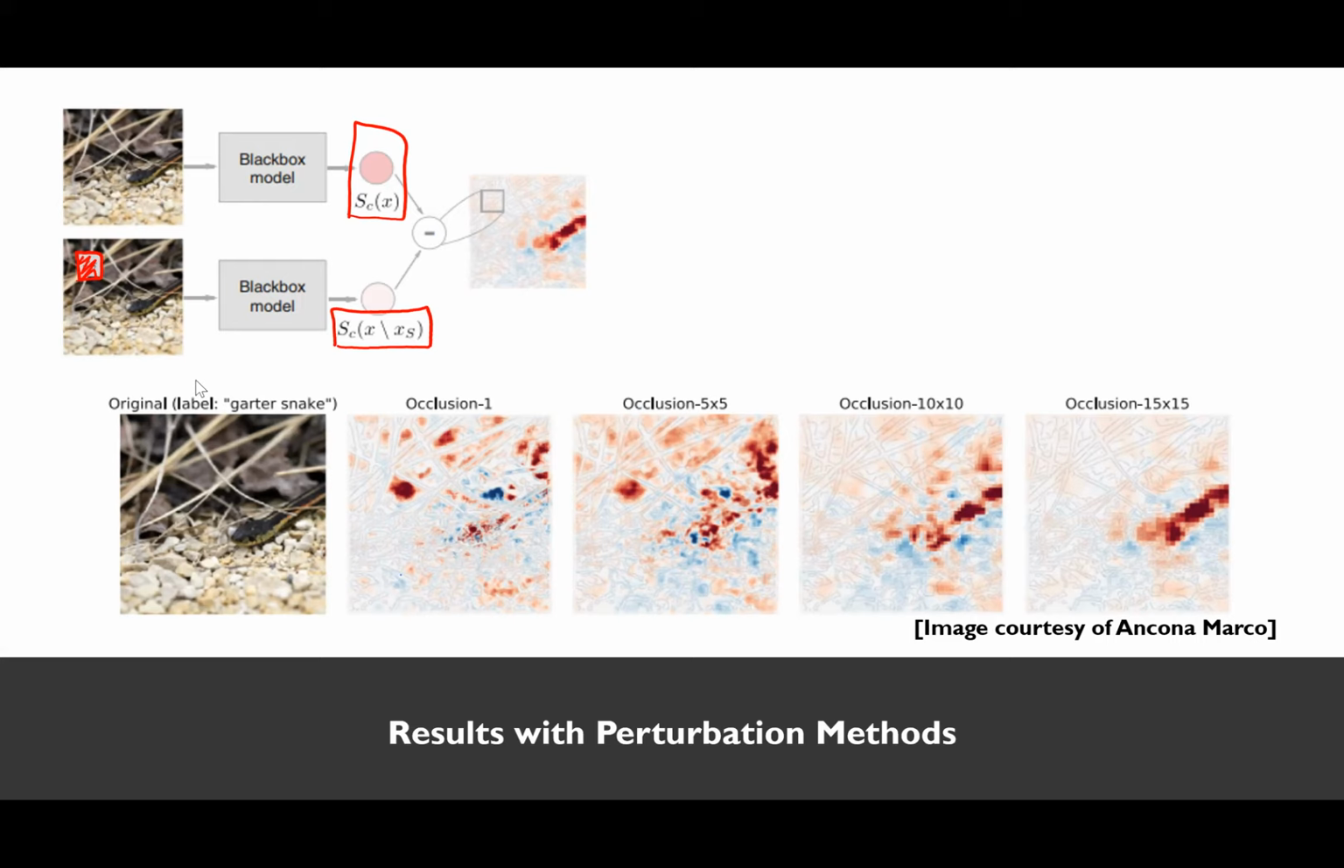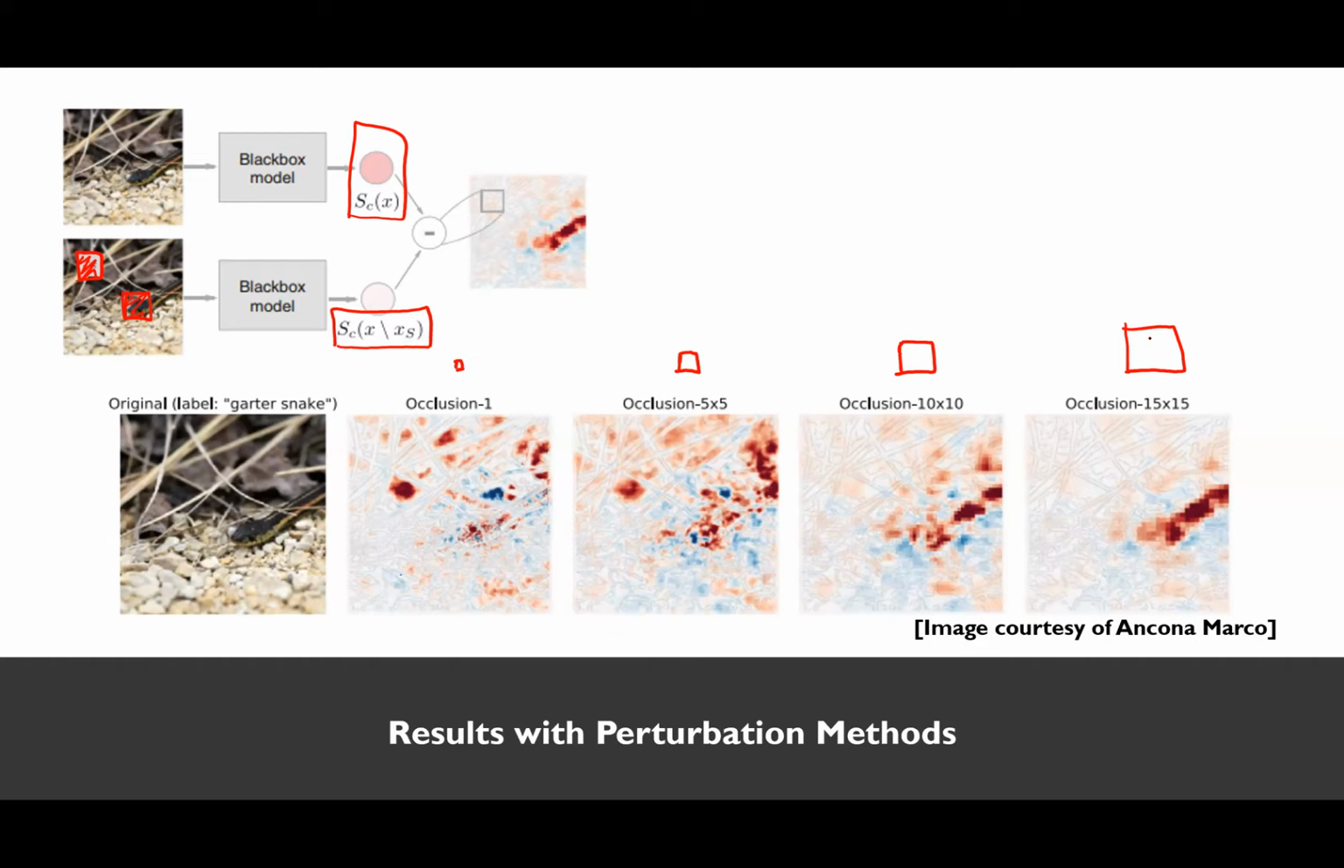If we apply those occlusions, then we can compute the output change. If we put those boxes around the Galton snake, then the score for the Galton snake drops a lot, right? So we can indirectly know how much this individual box contributes. We can make occlusion by one pixel, five by five pixels, ten by ten pixels, or bigger.